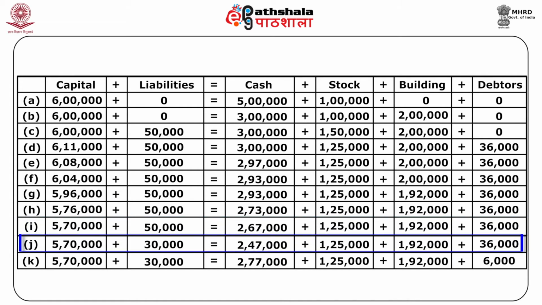Now come to J part, 5,70,000 of capital plus 30,000 of liability will give you 2,47,000 of cash plus 1,25,000 of stock plus 1,92,000 of building as well as 36,000 of debtors. And on the K part, the capital of 5,70,000 plus 30,000 of liabilities will give you 2,77,000 of cash plus 1,25,000 of stock plus 1,92,000 of building as well as 6,000 of debtors.